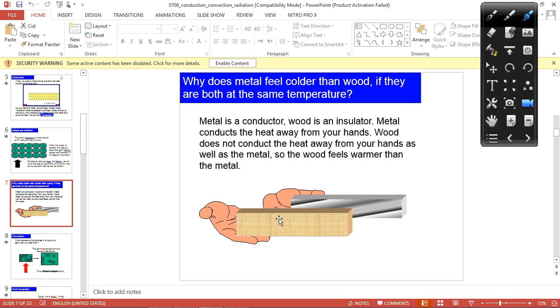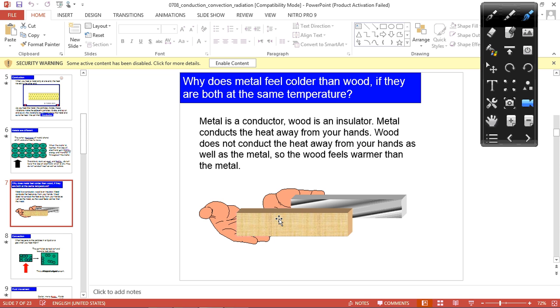When you hold a metal and you're holding a wood, the metal conducts the heat away from your hand. That is to say, if your hand is warm, the metal will conduct the heat away from your hands. Wood does not conduct the heat away from your hands as well as the metal, so the wood feels warmer than the metal. The wood will feel warmer, the metal will not feel warmer.